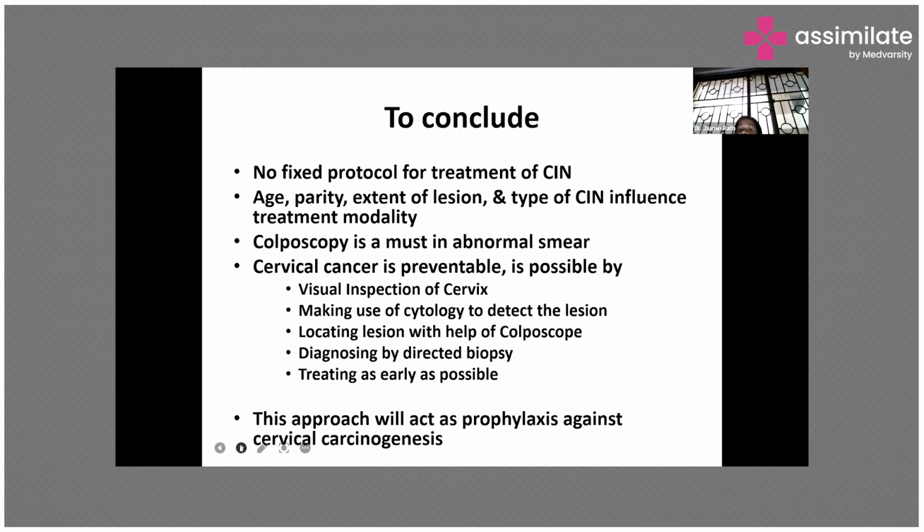So colposcopy is a must in an abnormal smear, and cervical cancer is preventable, possible by visual inspection of the cervix. While doing a pap smear also, we do a speculum examination where we can see any growth or any abnormality in the cervix. So making use of cytology, meaning the pap smear test, and using the colposcope for diagnosis and biopsies, and treating as early as possible, these approaches will act as a prophylactic against cervical carcinogenesis.